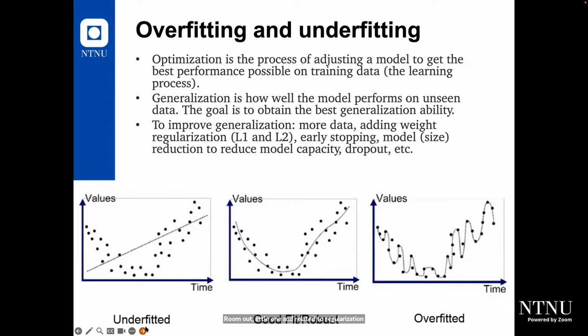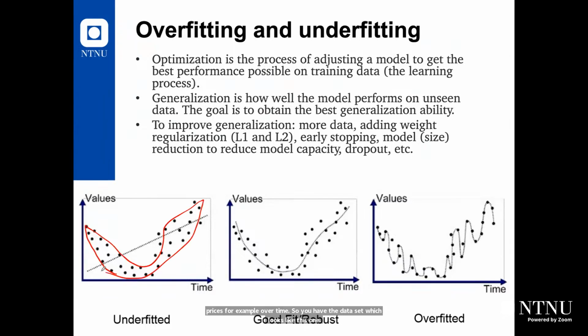And as you can see here in this graph, for example, these are some values, and we try to build a regression model, right? This is values over time. It could be income, or stock prices, for example, over time. So you have the data set, which looks like this one, and you try to build a model to predict it. So you can say that, okay, at that point, I try to predict this value. At that time, I should be able to get this value.